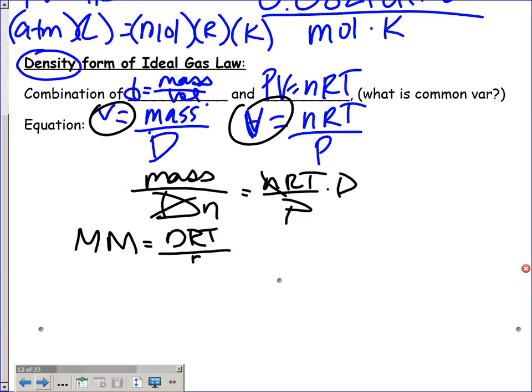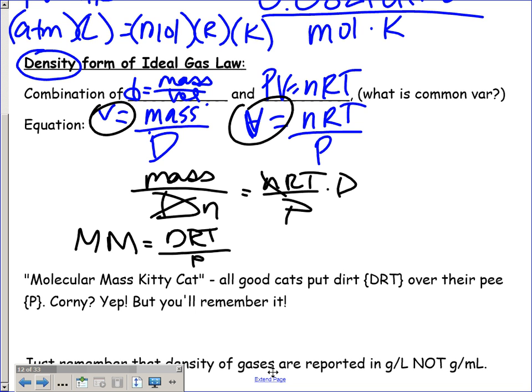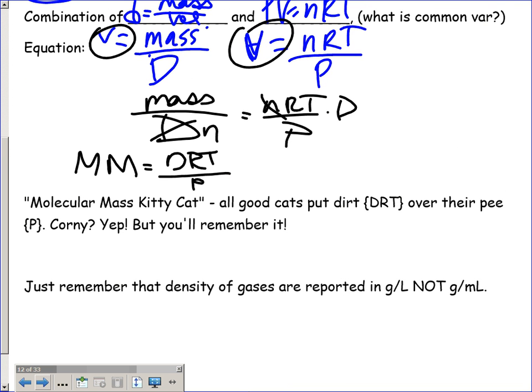dRT over P. The way that I always remember this is molar mass is equal to dirt over P. DRT, dirt over P. And I saw this online and it cracked me up. They call it the molar mass kitty litter box. Cats put dirt over their pee. Like kitty litter over pee. Ah, you guys are great today.